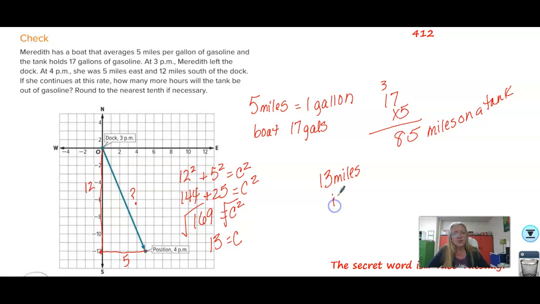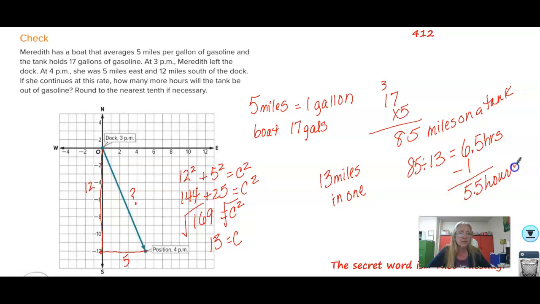So if she can do 13 miles in 1 hour, how many hours can she travel on a tank of gas? Well, we need to know what is 85 divided by 13. I did this in advance. It's 6.5 rounded. So she can travel for 6.5 hours on a full tank, but it says how many more hours will the tank be out of gasoline? So we have to remember that she has traveled for 1 already. So she has 5.5 hours before she's going to run out of gas.